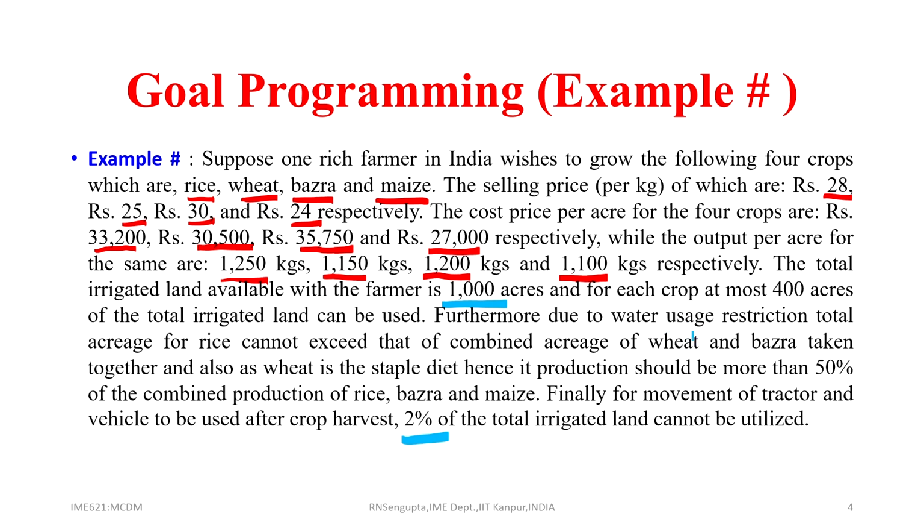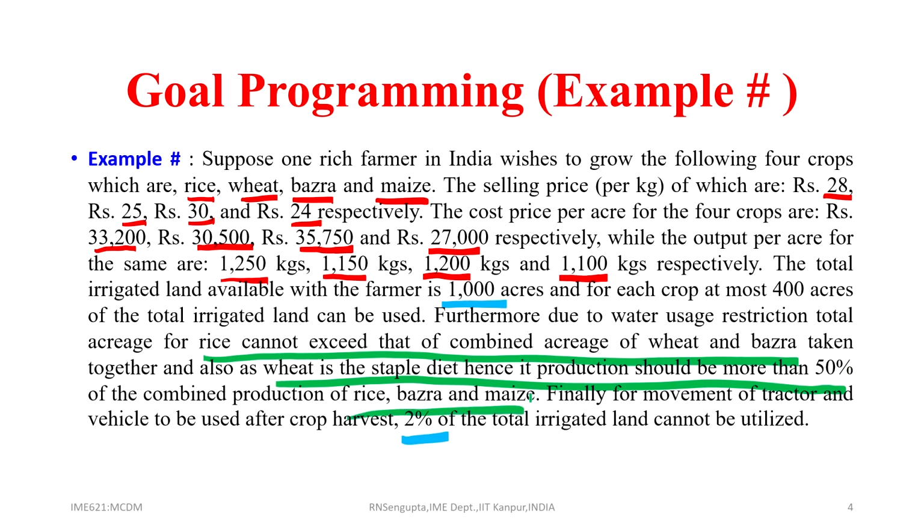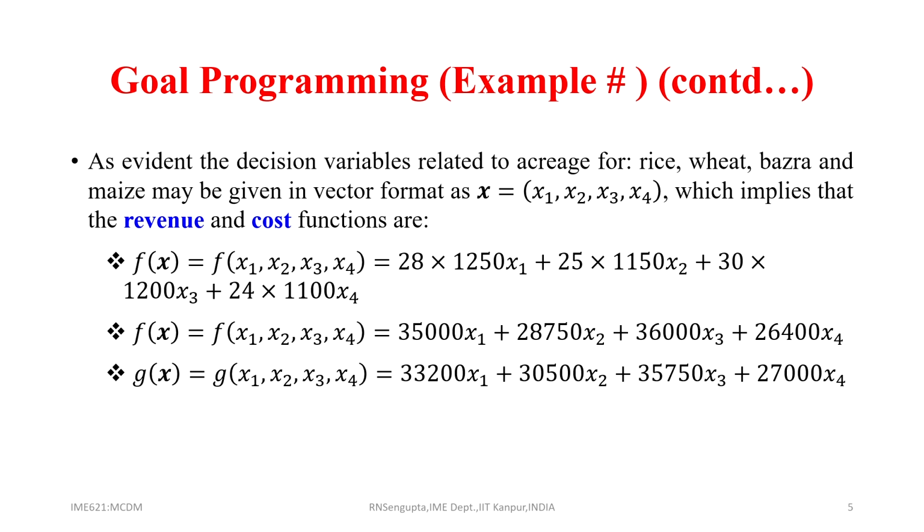Due to water shortages, as it was mentioned, rice cannot exceed the combined acreage of wheat and bajra, and wheat being the staple diet, its production should be more than 50% of the combined production of rice, bajra and maize. So, we had the revenue function, which I am marking in green, and the cost function, which I am marking in red. So, either you optimize the revenues or optimize the cost; optimize the revenue means increase it, optimize the cost means decrease it, but the constraints remain the same.